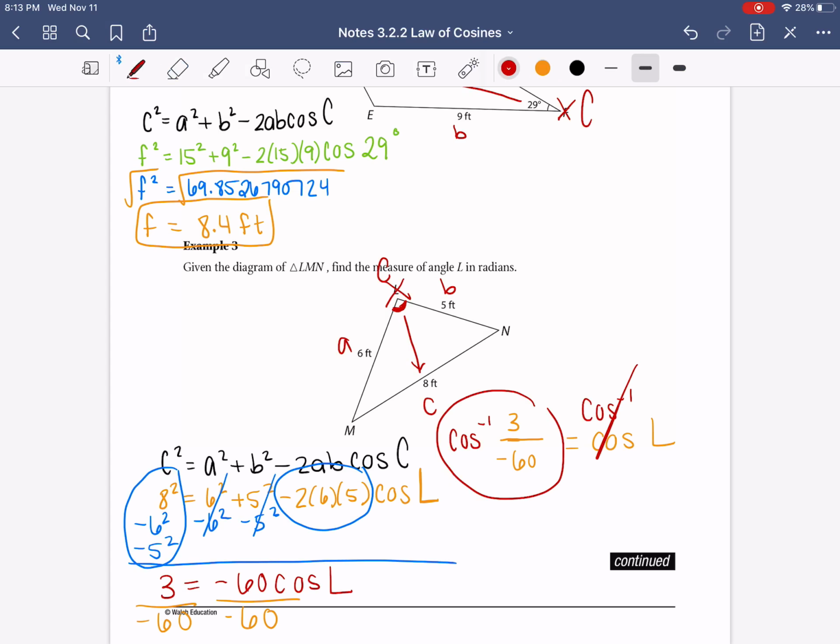I'm just going to do a different color so it stands out. So 1.62 radians. That's angle L.